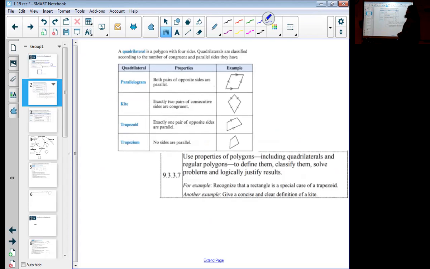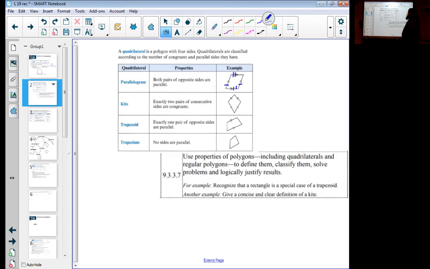So a quadrilateral is a polygon with 4 sides. Quadrilaterals are classified according to the number of congruent and parallel sides they have. So a quadrilateral is a parallelogram if both pairs of opposite sides are parallel. So that means this top and bottom are parallel to each other, and this side and that side are parallel to each other. A parallelogram also has that this side is congruent to this side and that side. There's just a little bit more markup that we can do to make it so we know that.